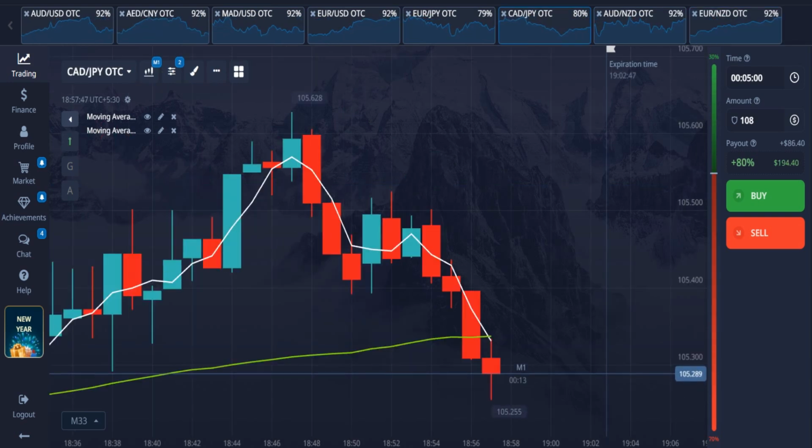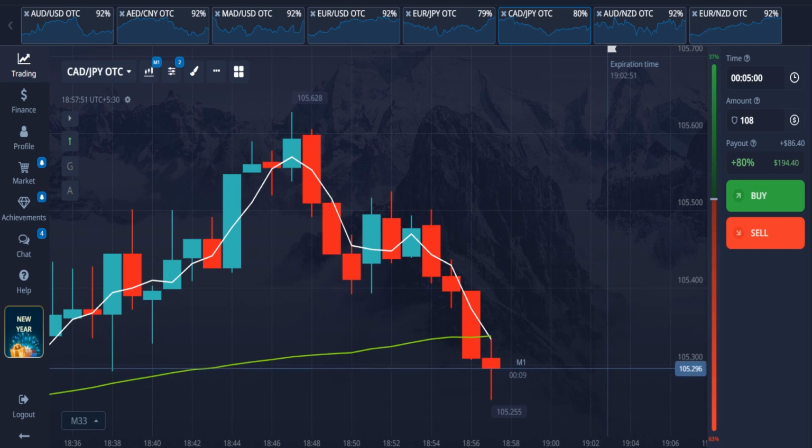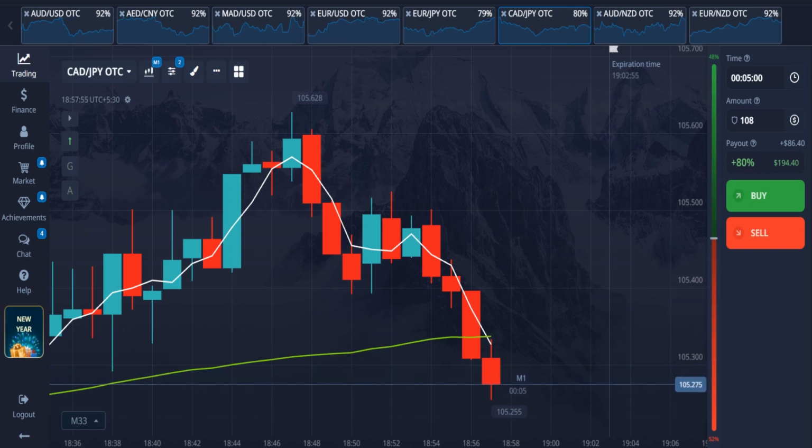Make sure to set up these indicators correctly before starting to trade. The accuracy of this strategy heavily depends on these settings, so double-check everything before placing trades. Now that we've covered the SMA settings, let's jump back into live trading examples. Watching real trades is the best way to understand how this strategy works in real time.